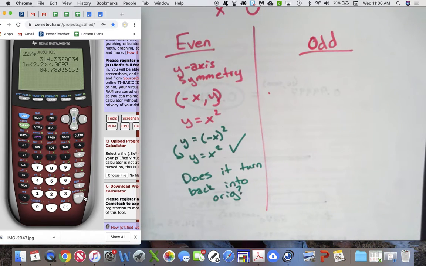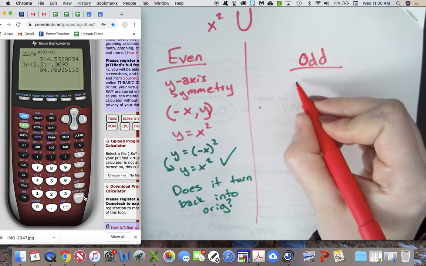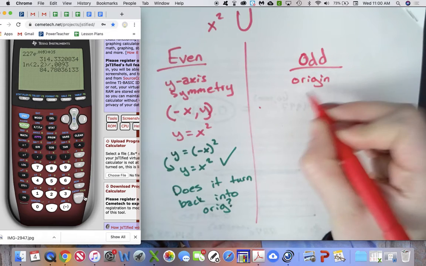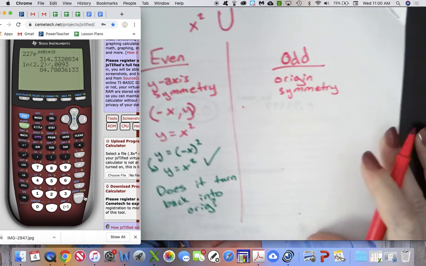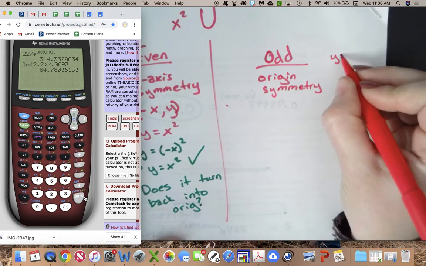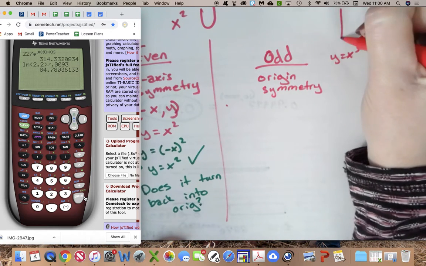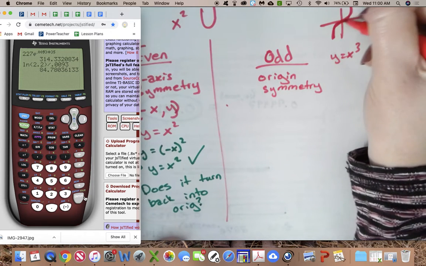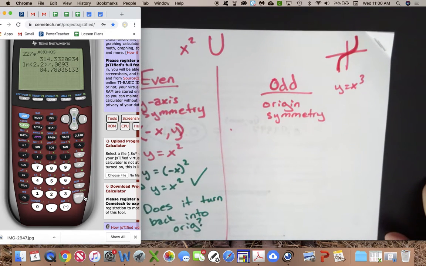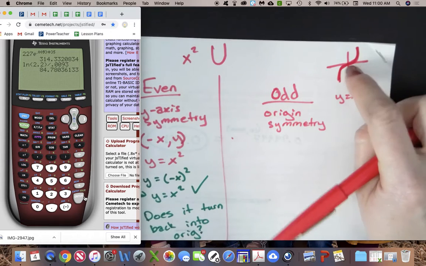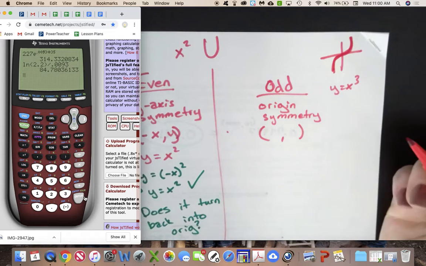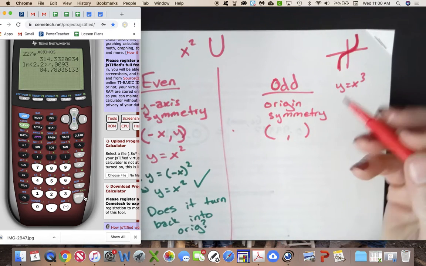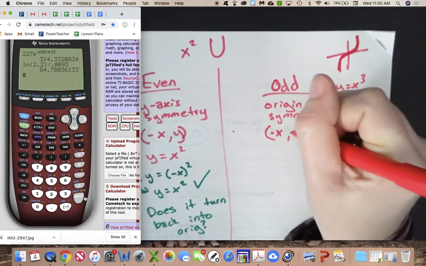Okay, odd. What type of symmetry does odd have? Origin symmetry. So it is symmetric with respect to the origin, like y equals x to the 3rd power, which looks like this. Whatever's in the 1st quadrant is also in the 3rd quadrant, and so on. What's the rule? What do you plug in? Yes, negatives for both.